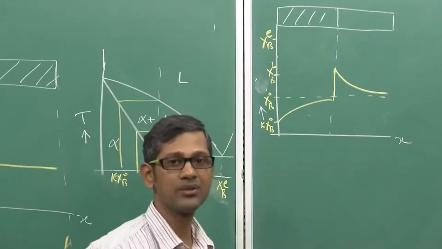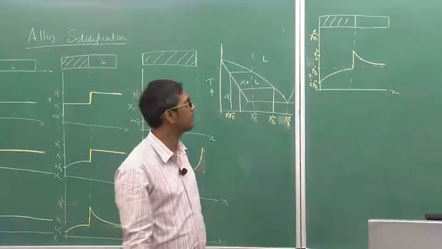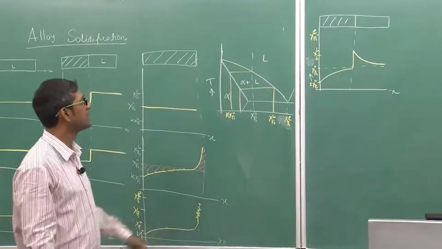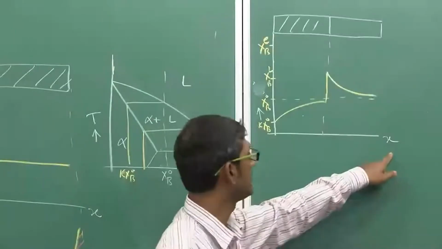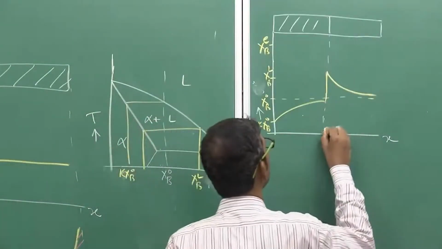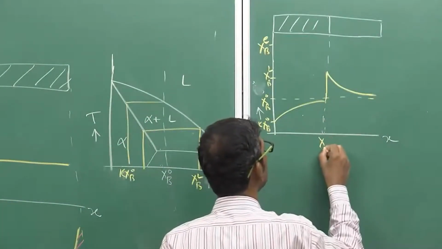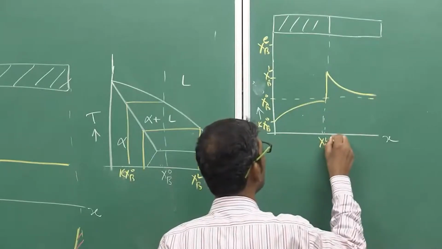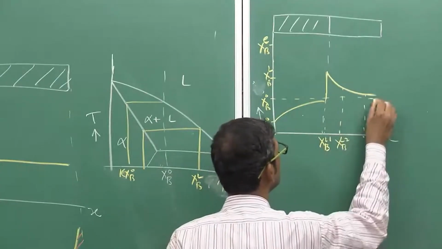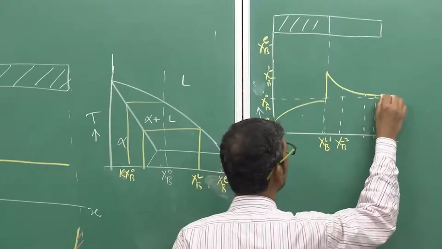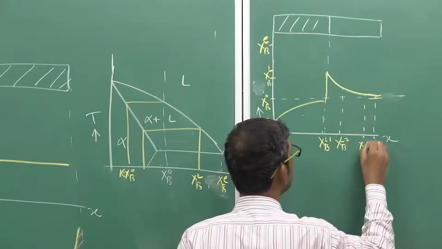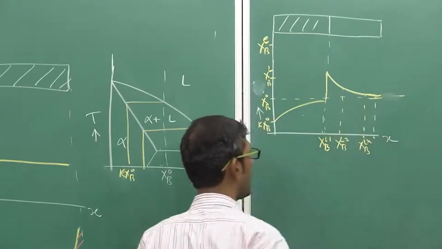Now, how can I use this solid profile to discuss the different growth forms? Well, let us do that. Remember, this is composition versus distance X. Now, I can actually take compositions in the liquid. Suppose this is my XBL1, XBL2, like that. It goes on, becomes much flatter later on, XPL, N, something like that.